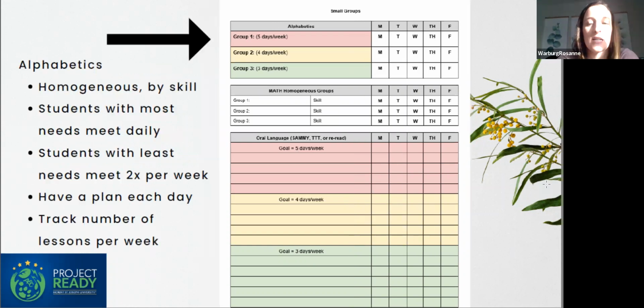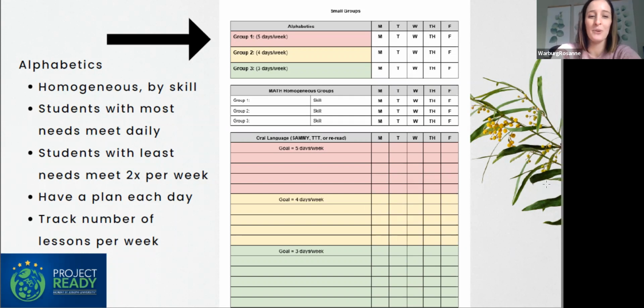So let's start talking about the alphabetics section. In the alphabetics section, remember again that we are forming our groups homogeneously, so students are in groups by skill level. What's really important is that our students with the most needs, meaning the lowest skill level, we want to meet with them daily, as often as possible. We are meeting with those students daily in alphabetics. Our students with the least needs, meaning they have the highest skill level, we want to meet with at least two times per week in alphabetics.